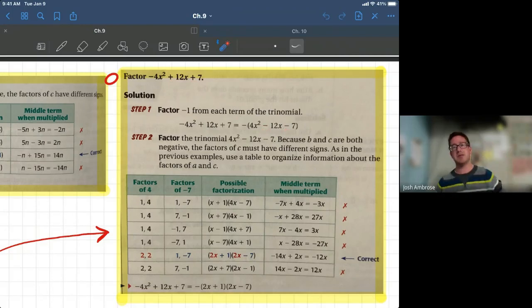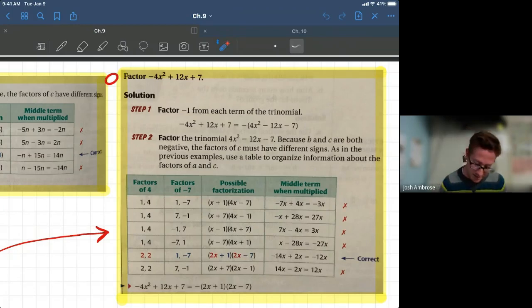Then we can proceed and factor the trinomial because the negative has been dealt with, and you go through those same steps. All right, factors of 4 could be 1 and 4 or 2 and 2. Factors of 7 are simply 1 and 7. And then if your signs in here are negative and negative, that means that in the parentheses, they could be opposites, okay? Now, how do I know that?